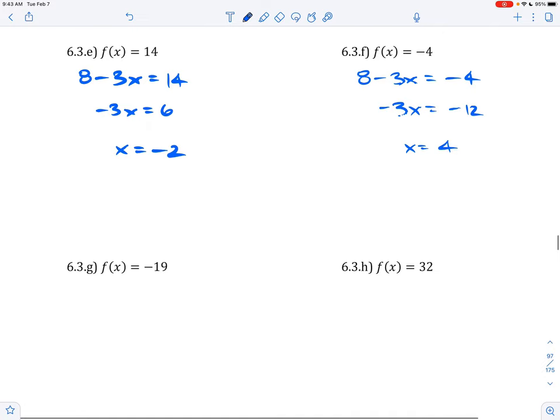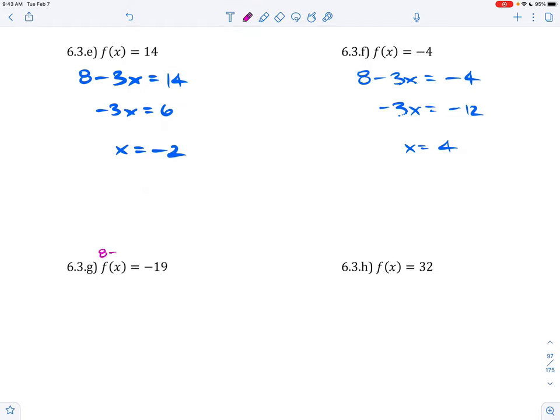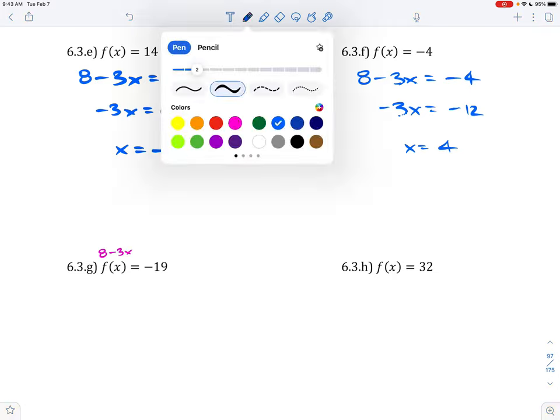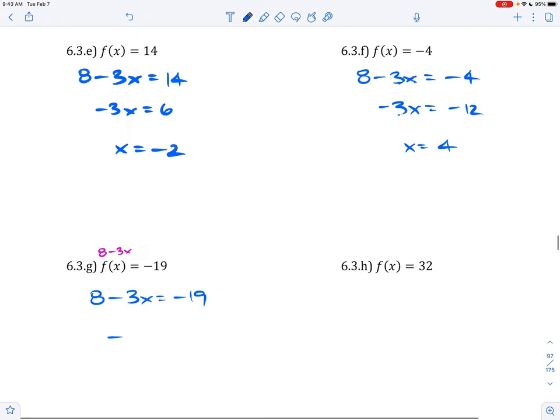I'm going to zoom out slightly, tackle these last two. We know that f of x is 8 minus 3x. That is a thing that we know. And we know that f of x is negative 19. So 8 minus 3x is negative 19. Subtracting 8 from both sides, negative 3x is negative 27. And dividing by negative 3, x is positive 9.